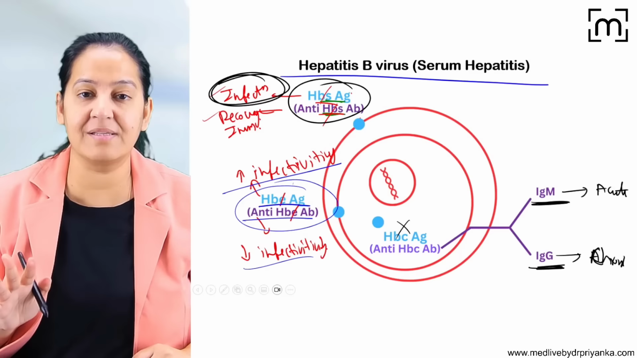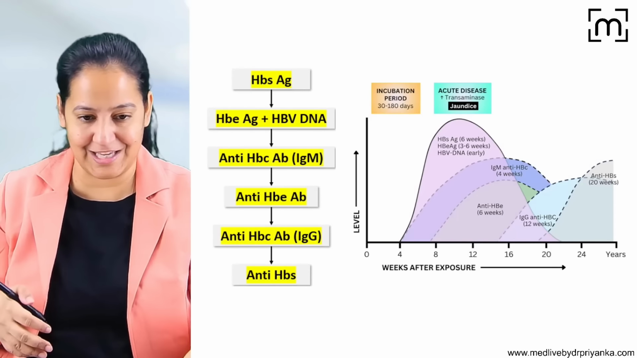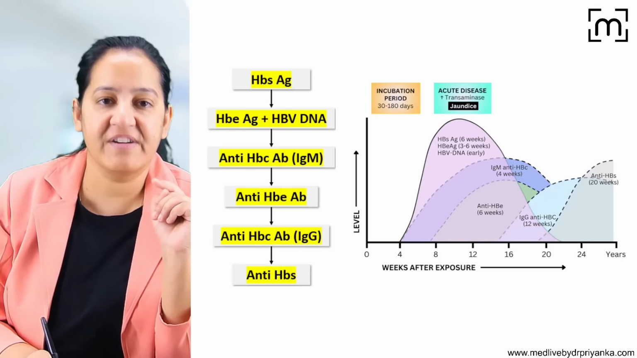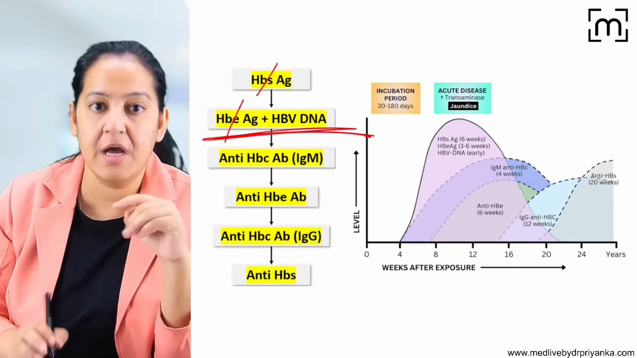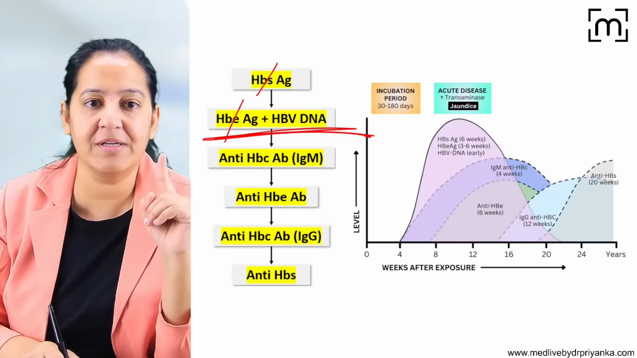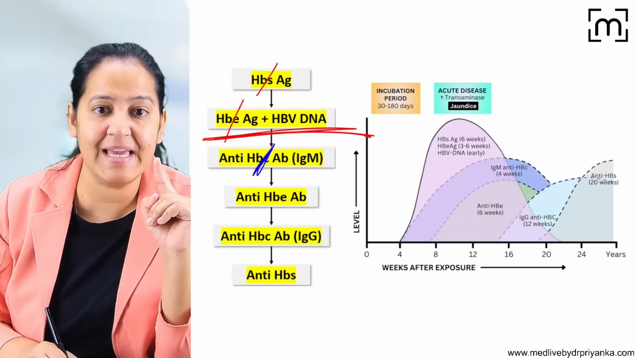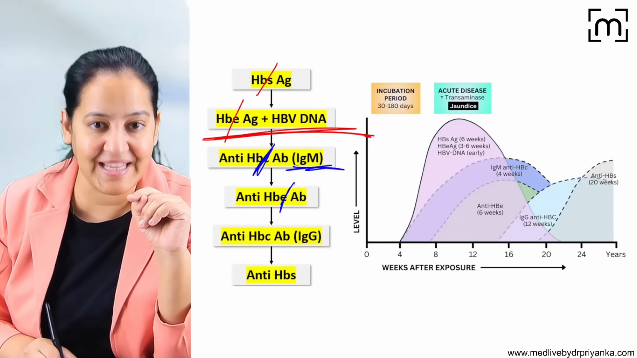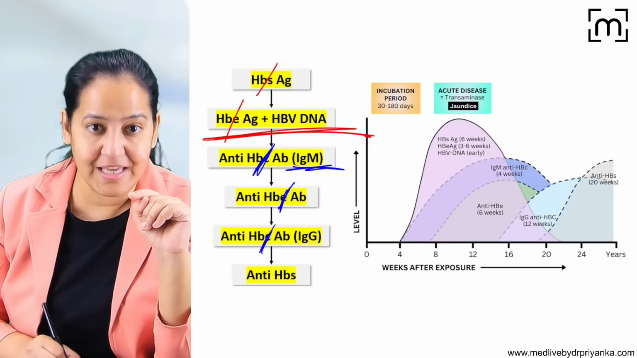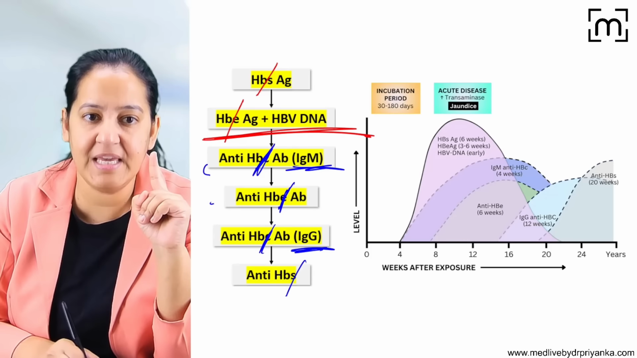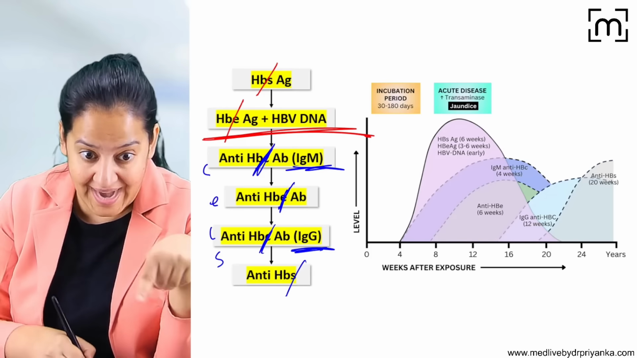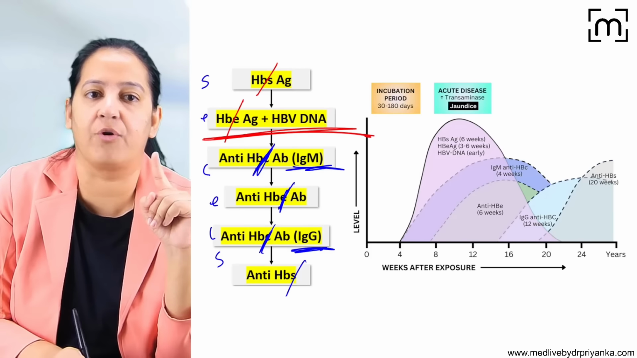So how are these markers relevant to us? See the sequence. I have already told you the sequence. First S antigen will come, then E antigen. That's about the antigens. Now talk about the antibodies. The first antibody is anti-C, but this time it's IgM. Then anti-E, then again anti-C, but this time it's IgG, and then anti-S. So I told you a mnemonic to learn, CECS. That is for antibodies. And among the antigens, it's S followed by E.